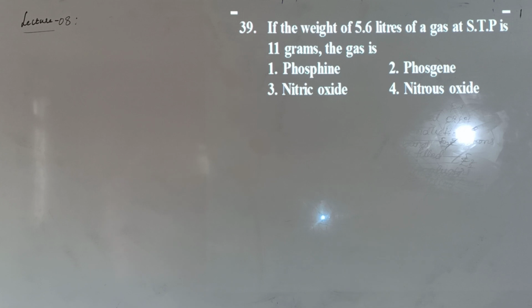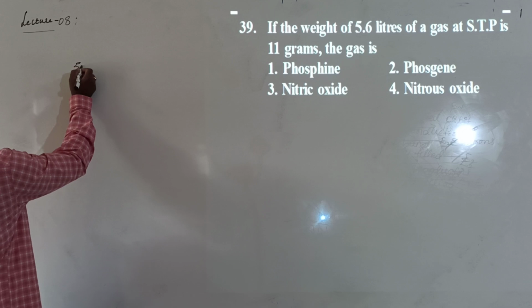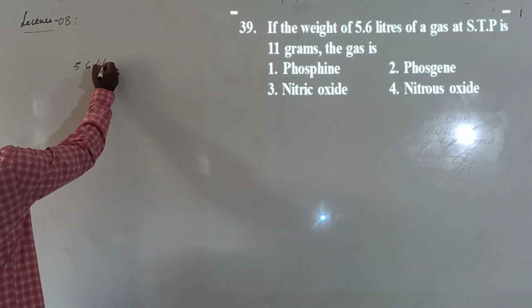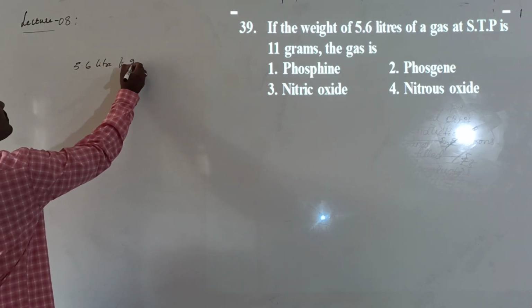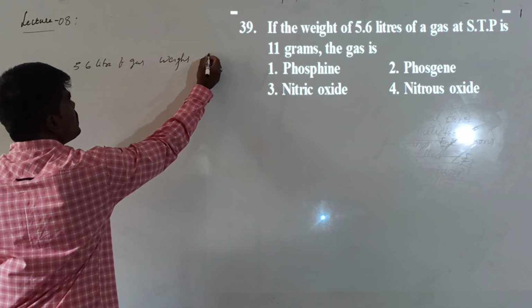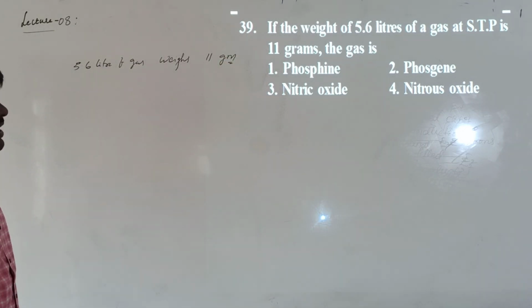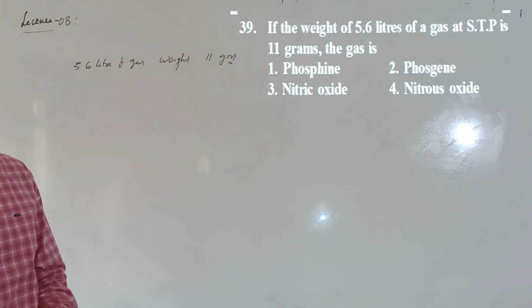If the weight of 5.6 liters of a gas at STP is 11 grams, then the gas is: phosphine, phosgene, nitric oxide, nitrous oxide. First of all, he has given that 5.6 liters of gas weighs 11 grams. What is he asking? He is asking us to identify the gas. What is meant by that? We have to calculate the molar mass.